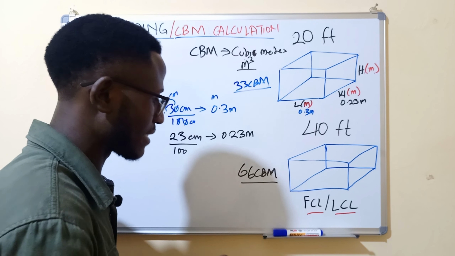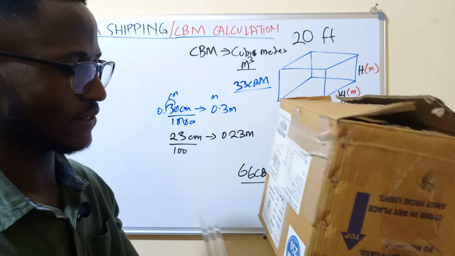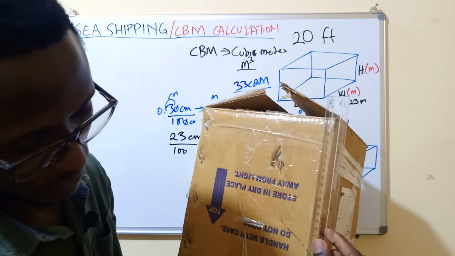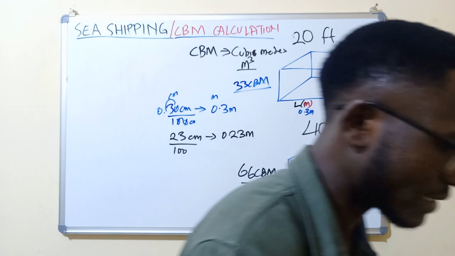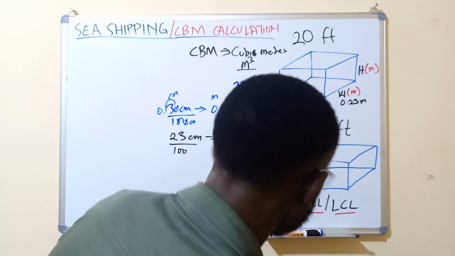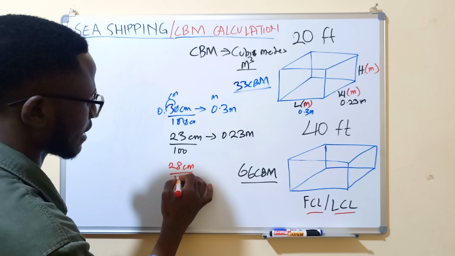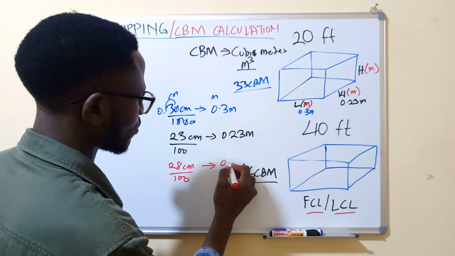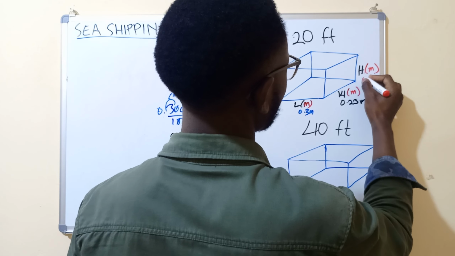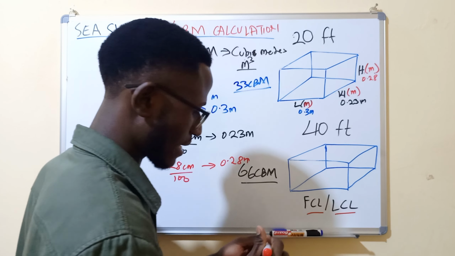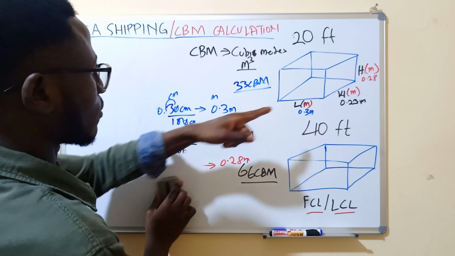Now let's look at the height. How much height of the box do we have? We have this already, now we are finding the height. When you look at the height, this is 28 centimeters. So if we are looking at 28 centimeters divided by 100, we should be able to get 0.28 meters. You understand? So we put here 0.28 meters. Now we have our measurements that we want. I'm going to rub off this because we have them there.